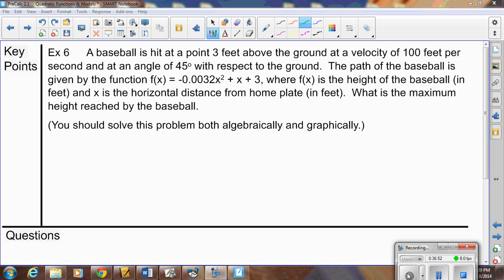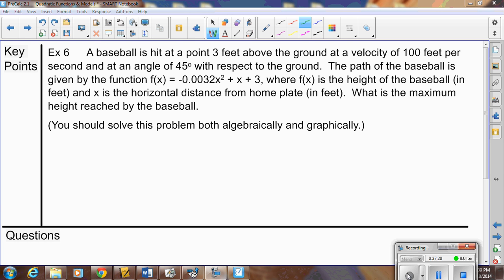I will point out, though, in a higher level math class, they will not give you the function. They will just say, it's hit 3 feet above the ground, it's given the speed, it's given the angle, and using math, you can actually create this function for you. We do not yet have the tools to create that function, which is why we're giving it to you. But it actually does work out. If you really did have this situation hit, it really will follow this function perfectly.